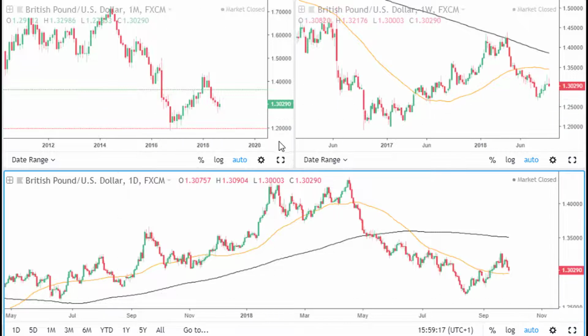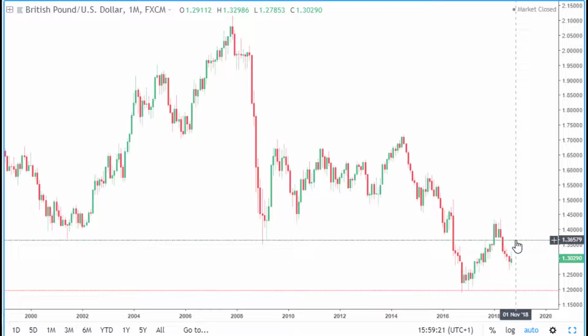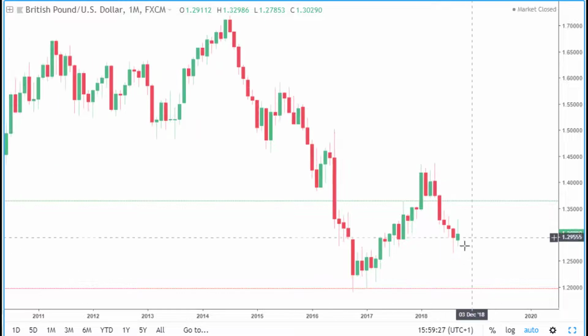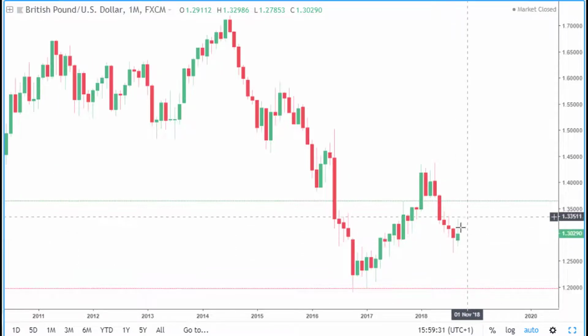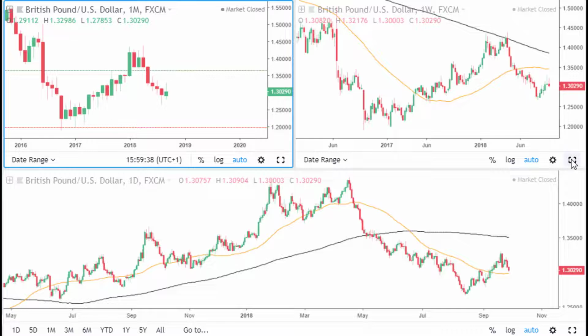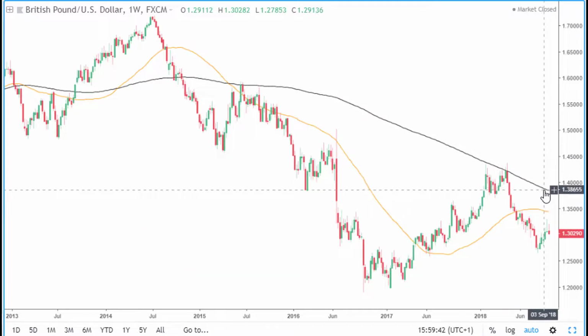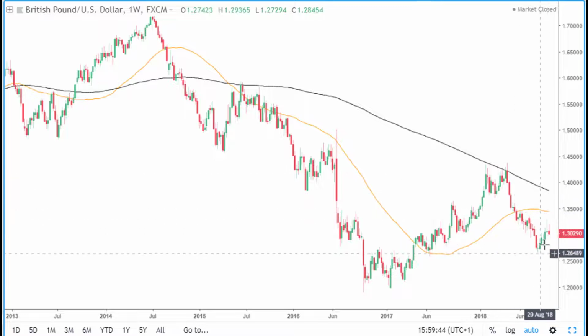Looking at the pound US dollar, again, we're between last year's high and last year's low, but showing weakness at the moment. But this month, if I just zoom in, we've seen a bullish bar, but not the strongest bullish bar because we have a longer wick above this candle. Going to the weekly time frame, price is below the 50 and 200 simple moving averages. Currently, price has pulled back.